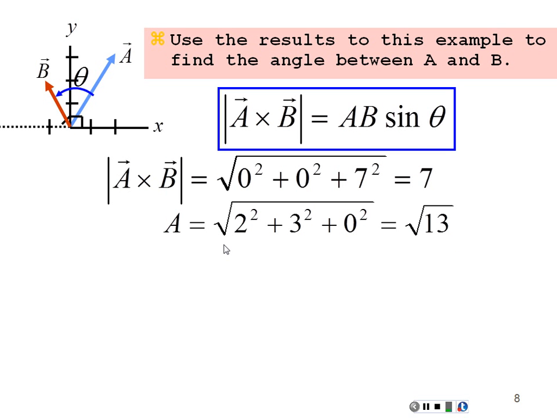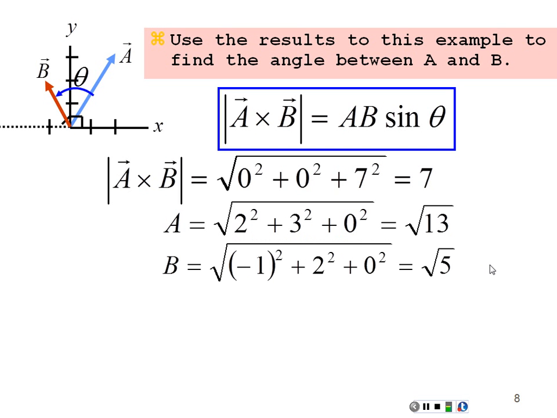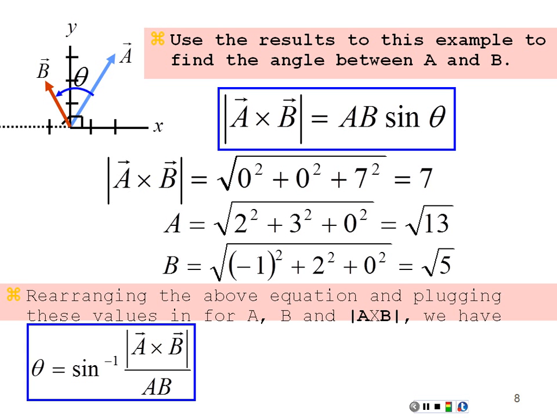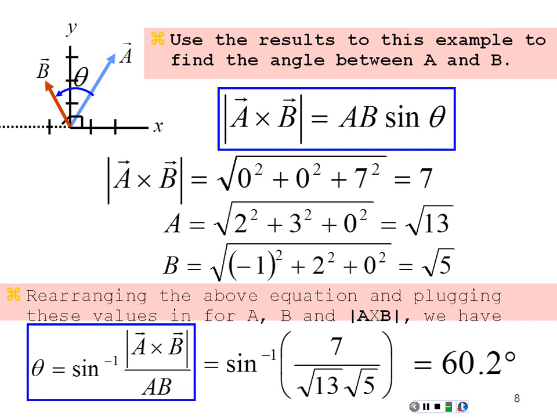The magnitude of A will be 2 squared plus 3 squared plus 0 squared, square root of 13. The magnitude of vector B will be negative 1 squared plus 2 squared plus 0 squared, square root of 5. Solving for theta, theta is equal to the inverse sine of the magnitude of A cross B over the magnitude of A times the magnitude of B. That's the inverse sine of 7 over the square root of 13, square root of 5, which gives us 60.2 degrees.